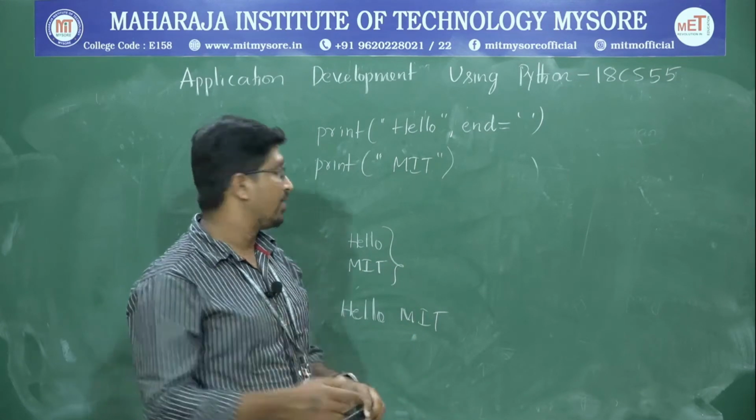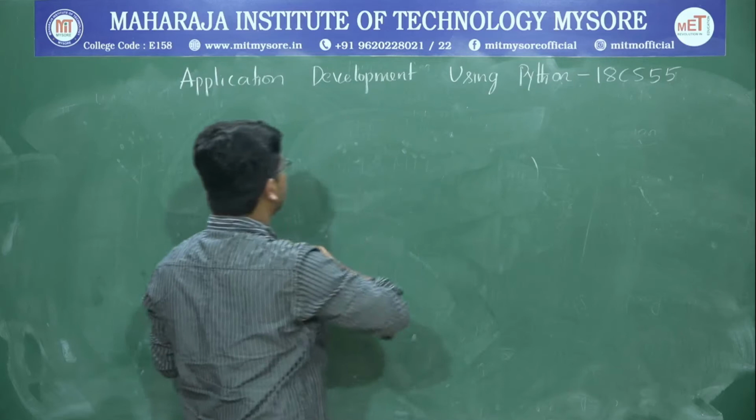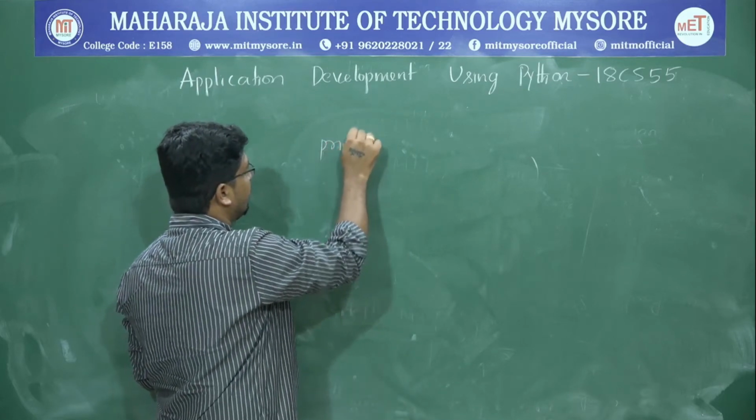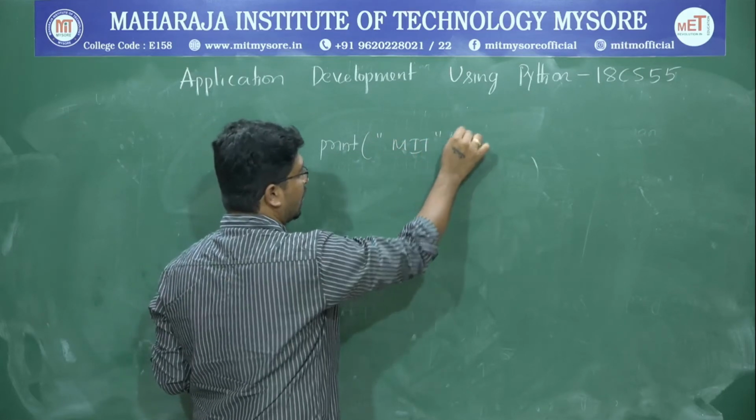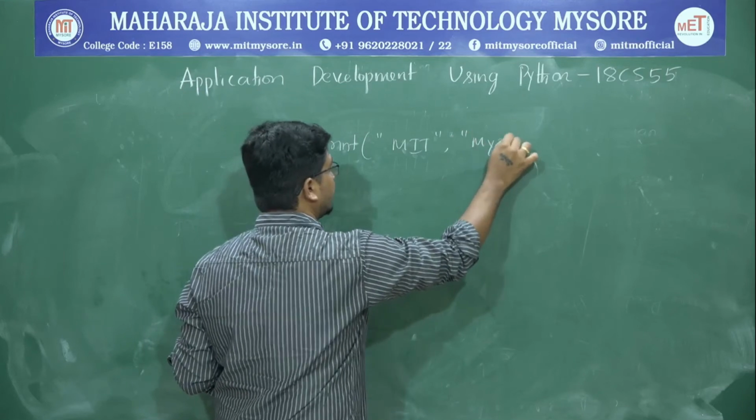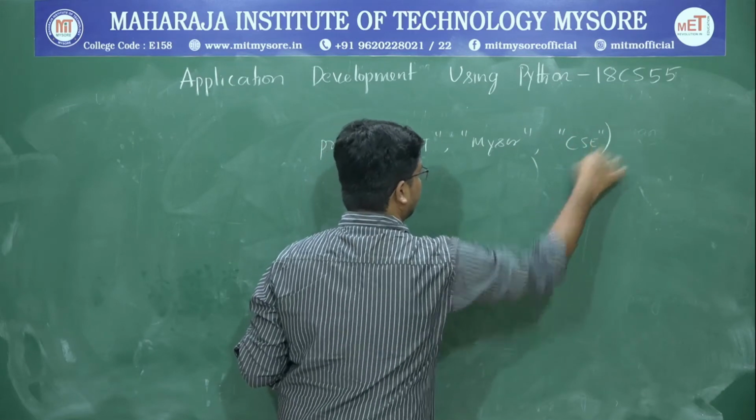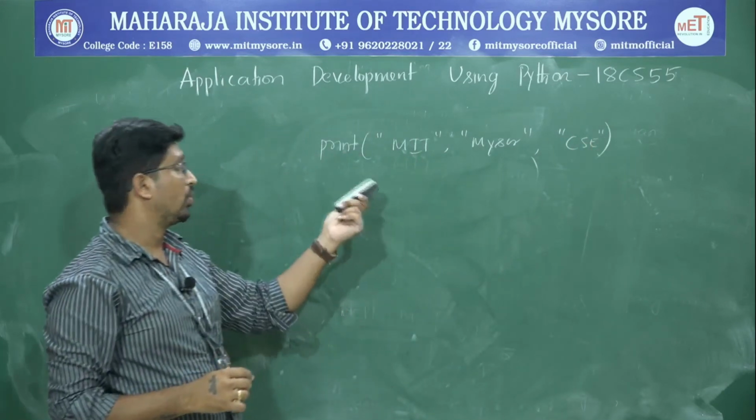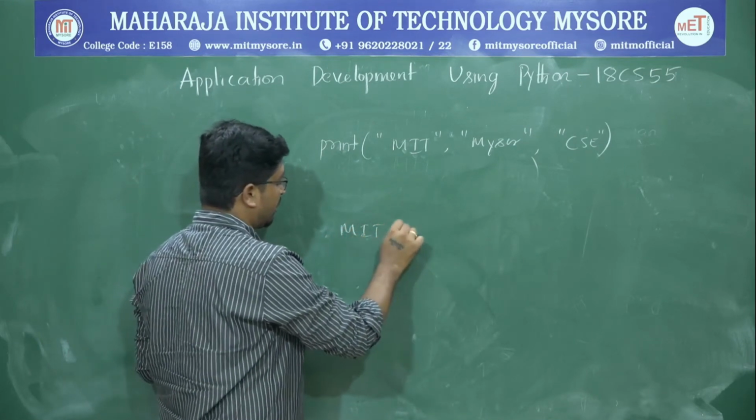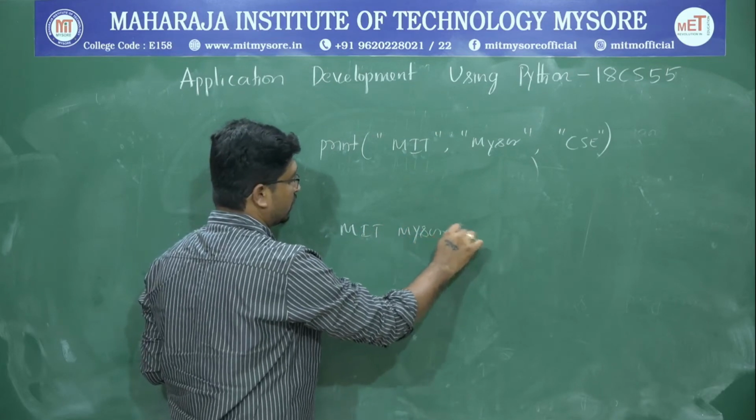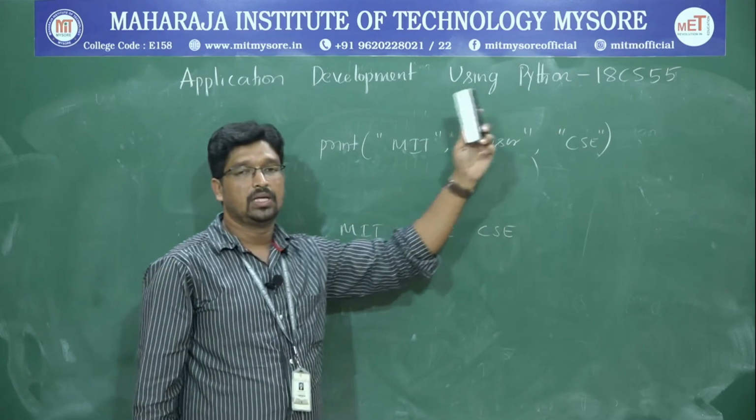The same way we have another keyword called separator, SEP. Assume that print MIT comma Mysore comma CSE. This is the code. When you execute this program, the output will be MIT Mysore CSE.